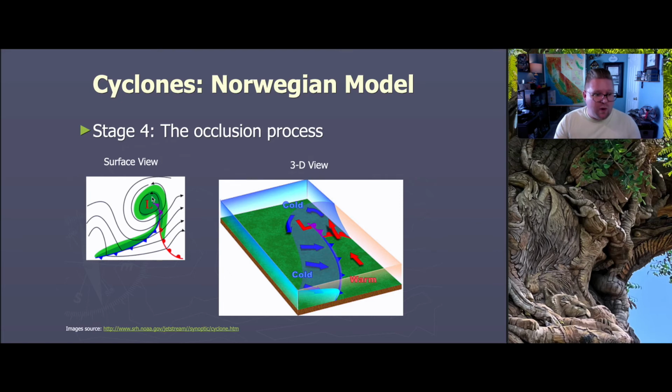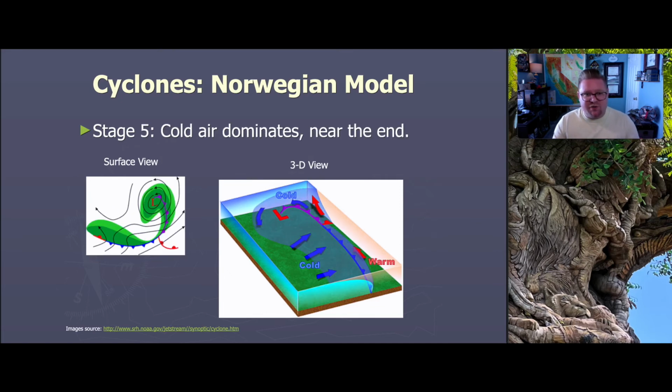which is where you start to develop more of your extreme weather systems, which wraps us up into stage five, which is when the cold air dominates, and now we're going towards the end of a cyclone system, in which it begins to peter out and lose its energy within itself, and that's when the cold air will dominate near the end of its cycle. So again, this is the Norwegian model.